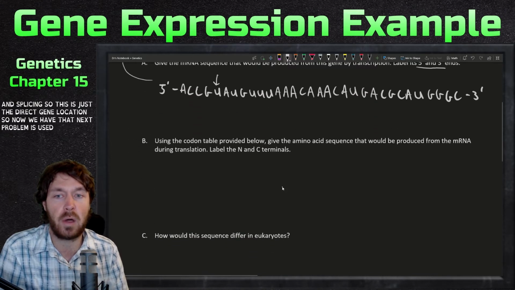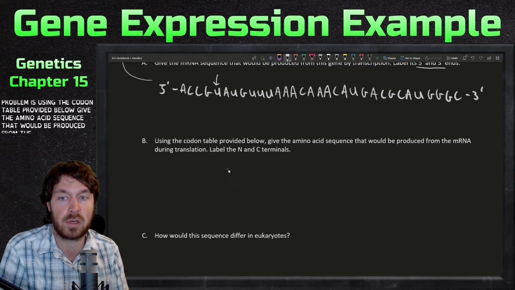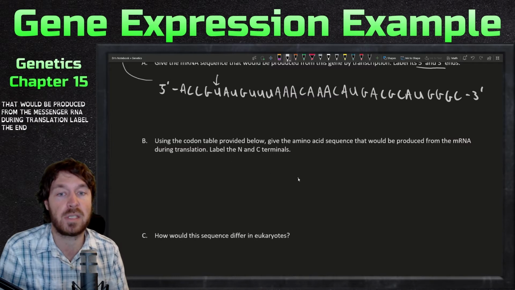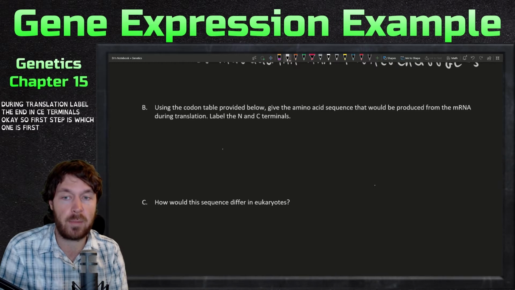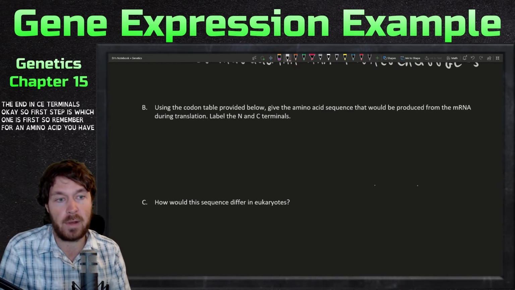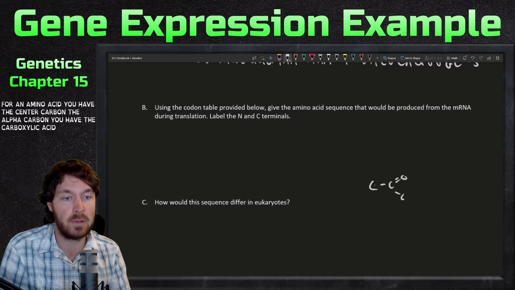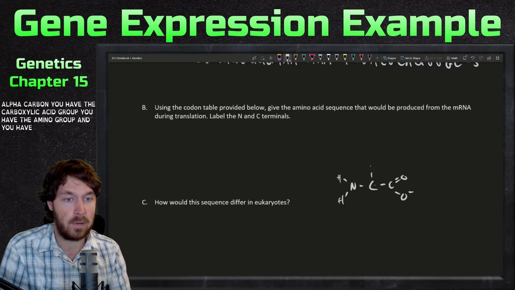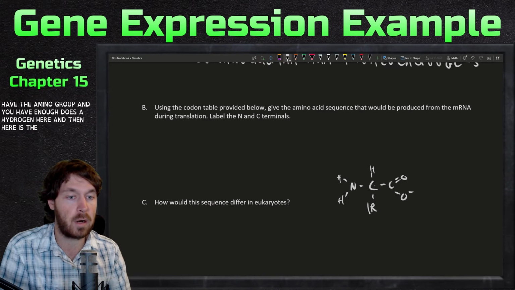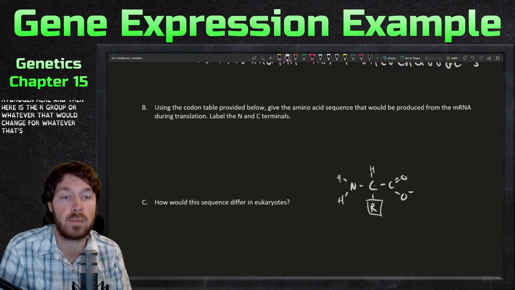The next problem is, using the codon table provided below, give the amino acid sequence that would be produced from the messenger RNA during translation, and label the N and C terminals. So the first step is, which one is first? Remember, for an amino acid, you have the center carbon, the alpha carbon, the carboxylic acid group, the amino group, a hydrogen, and then the R group, which changes for whichever of the 20 amino acids it is.